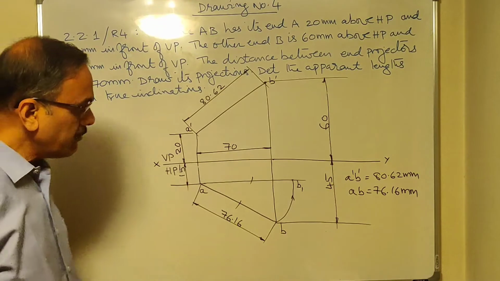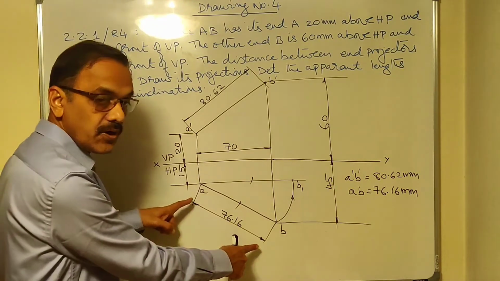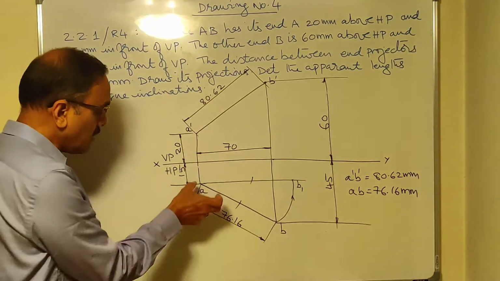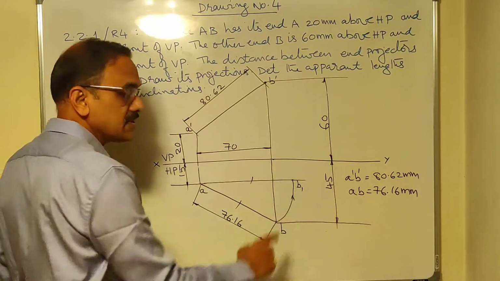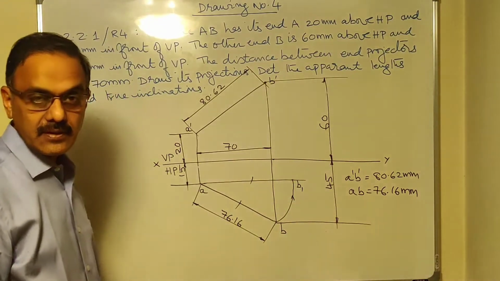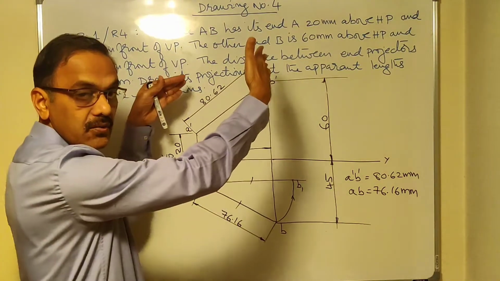In other words, AB is made parallel to XY. The length remains the same. The length is 76.16. So you are using your compass, A as center, AB as radius, you have drawn an arc so that AB is made parallel to XY. Now let us project this in the front view.